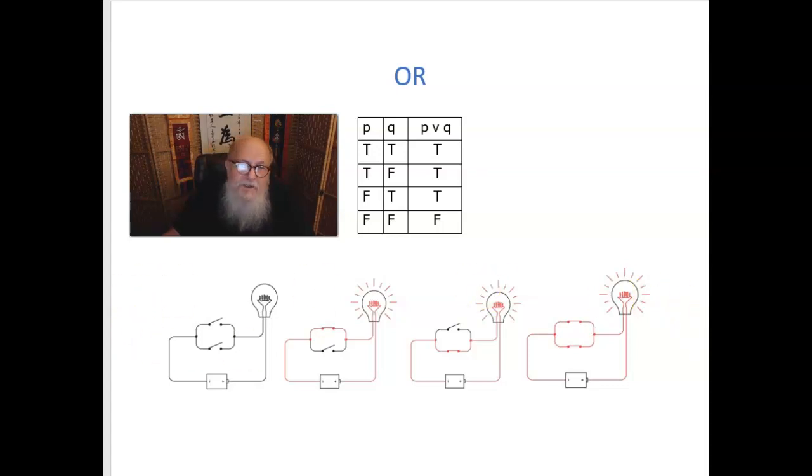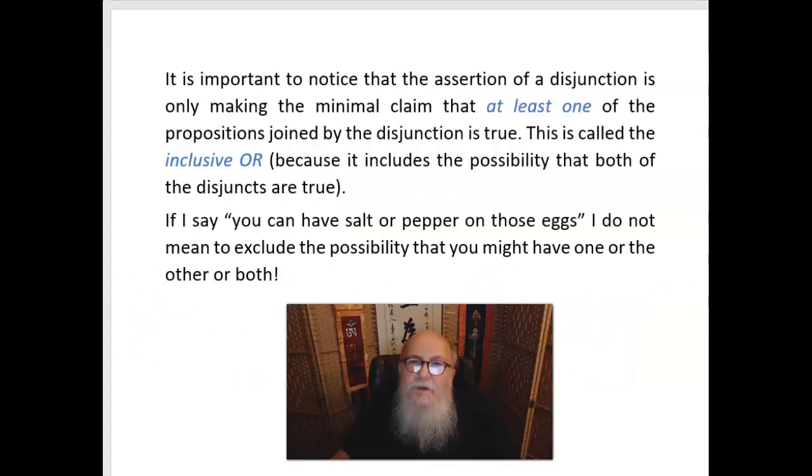How fascinating is that? Now, it's important to notice that the assertion of a disjunction is only making the minimal claim that at least one of the propositions joined by the disjunction is true. This is called an inclusive or, because it includes the possibility that both of the disjuncts are true. If I say you can have salt or pepper on those eggs, I do not mean to exclude the possibility that you might have one or the other, or you can have both.